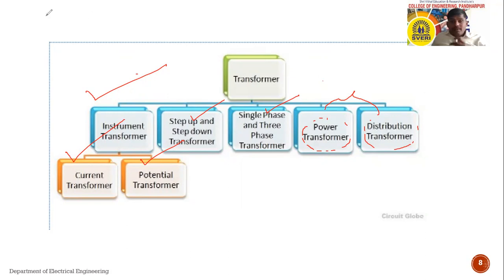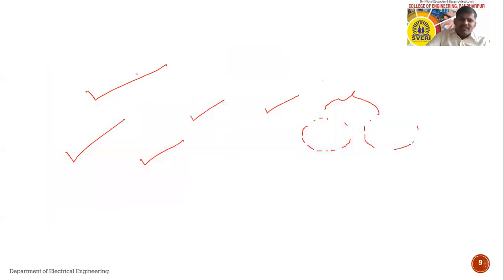So these are some types. If a question is asked, classify the transformer, then you should be able to classify these different types of transformer: according to construction 2 types, according to voltage level 2 types, according to phasing 2 types, according to application 2 types, and according to measuring instrument 2 types. You should be ready to tell the classification of the transformer.